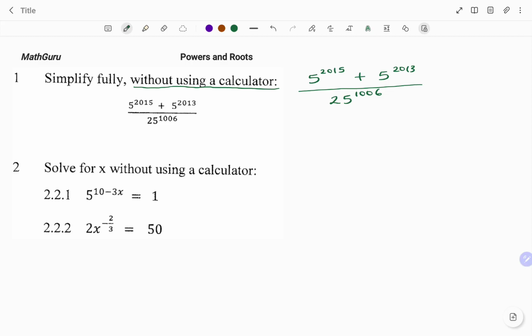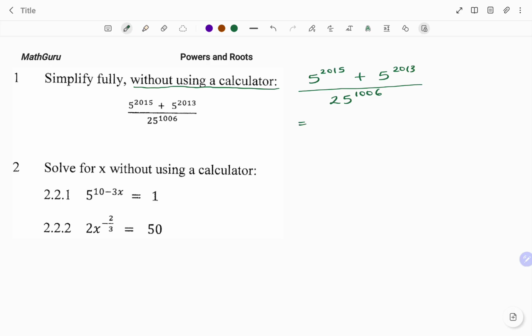For the first question, I have simplify 5 to the power of 2015 plus 5 to the power of 2013, divided by 25 to the power of 1006. You can see that for my numerator, I already have the terms in base 5. So what I'm going to do is to do the same at the bottom. And to do that, I'm going to split up my 25.